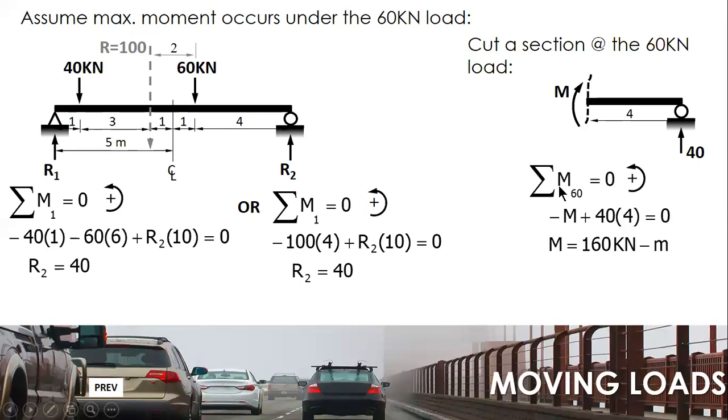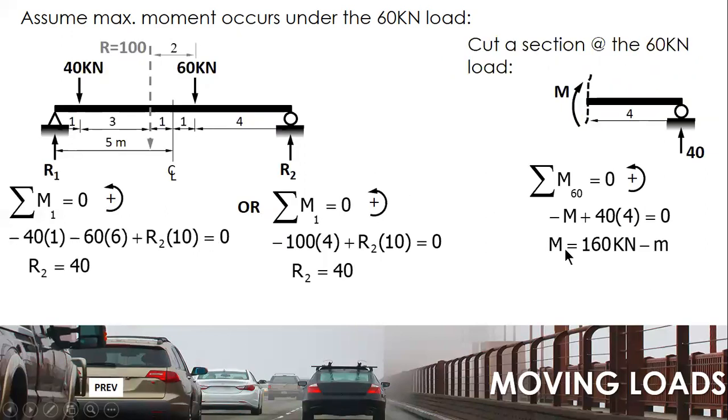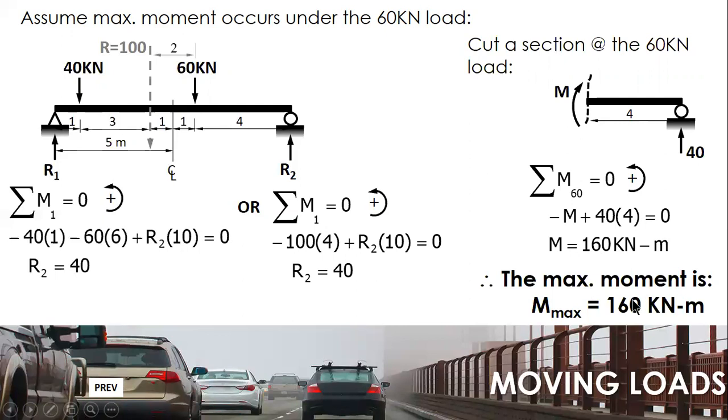And then, summation of moment, 160. Okay. So, i-compare nimo sa kaganina, under sa 40, it's 122, while under sa 60, it's 160. So, indeed, mas dako sa. The maximum moment is 160 kilonewton meter.